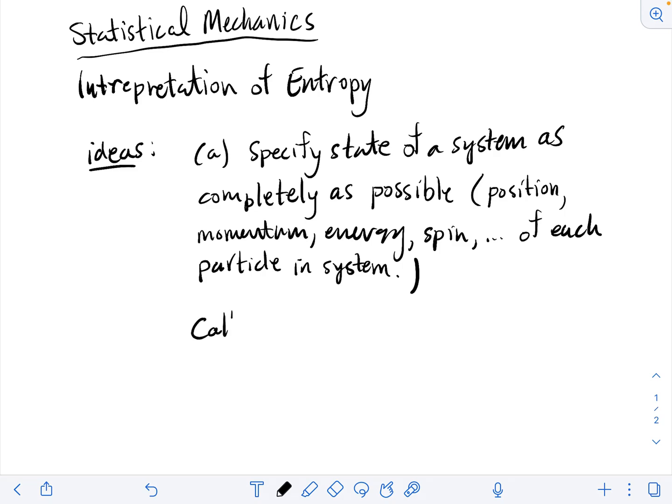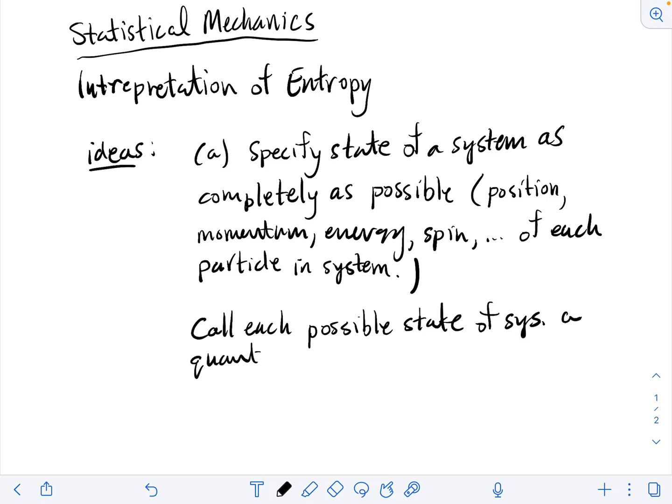So call each possible state of the system a quantum state or microstate.